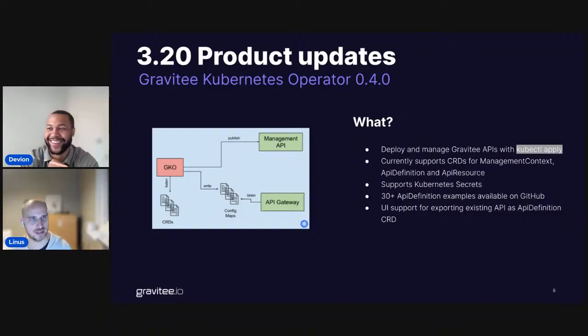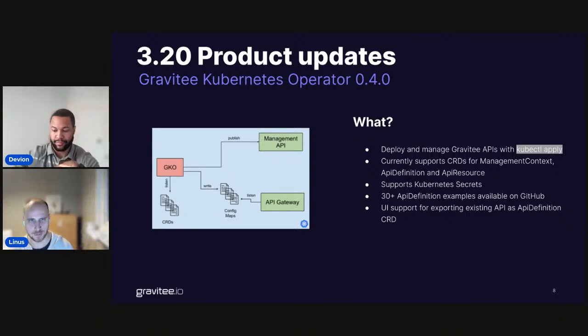So what is the Gravitee Kubernetes operator? It's a component that listens to Kubernetes custom resource definition files, so CRDs. Currently, the CRDs that Gravitee supports is the management context used to describe the actual management component and backend component of Gravitee.